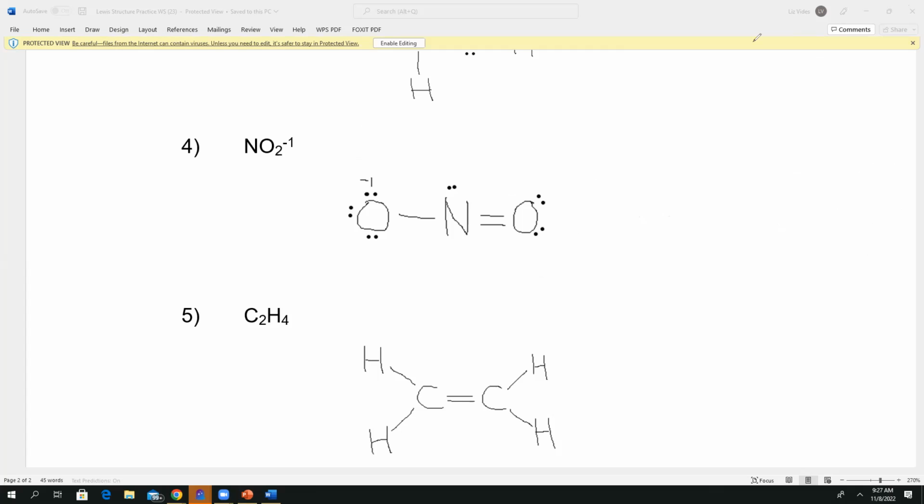All right. And some people do a more formal structure like this one. And basically what you do for this is you'd have to do the formal charge of each one. And we're not doing formal charges right now. So that's why I don't do it that way.